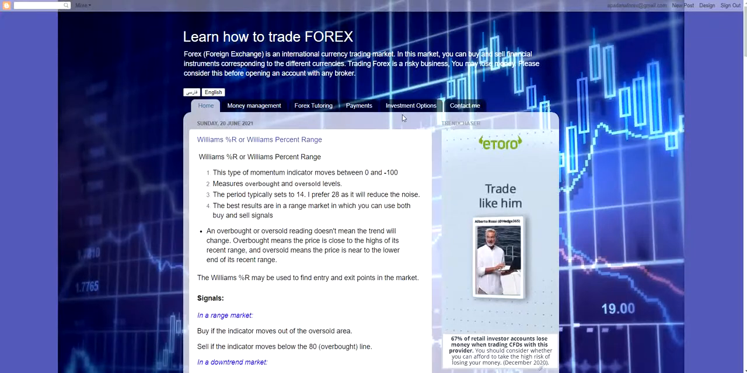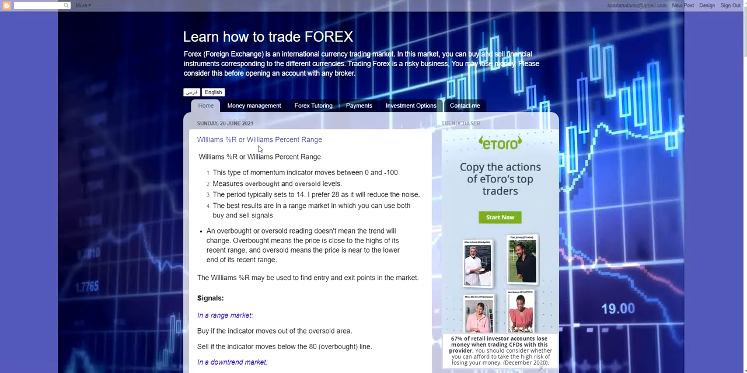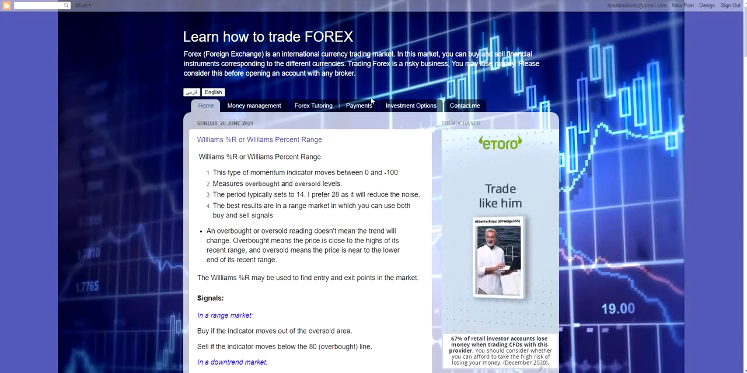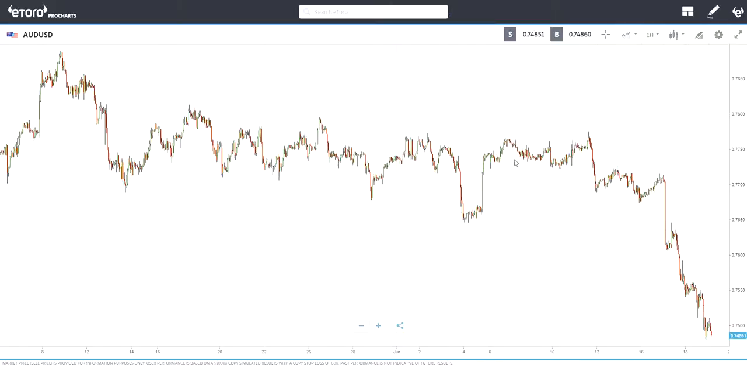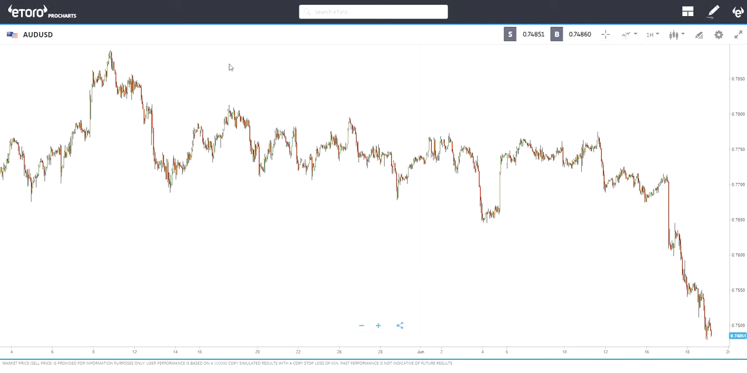This indicator is called Williams Percent R, or Williams Percent Range. This is my weblog you're looking at the moment. So, about Williams Percent R. Let me go and add that indicator to the chart. We are using Overbought chart and looking at Australian dollar versus US dollar. Today is 20th of June 2021.